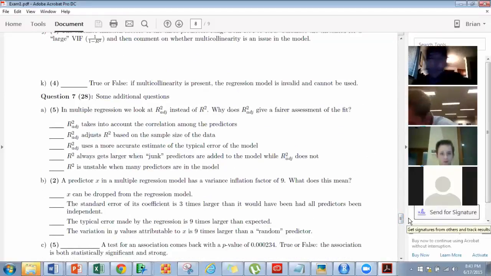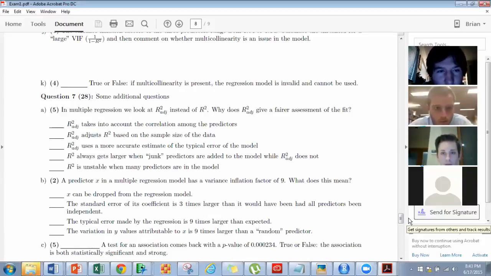All right, question 7. I think it's about where we stopped in class. In multiple regression, we look at R squared adjusted instead of R squared. Why does R squared adjusted give a fairer assessment of the fit? Really, it's the penalizing factor here. R squared always gets larger when junk predictors are added to the model, while R squared adjusted doesn't. And I think that's the answer. I haven't read all the other ones yet, but when I saw junk, that was it. R squared is always going to get larger.